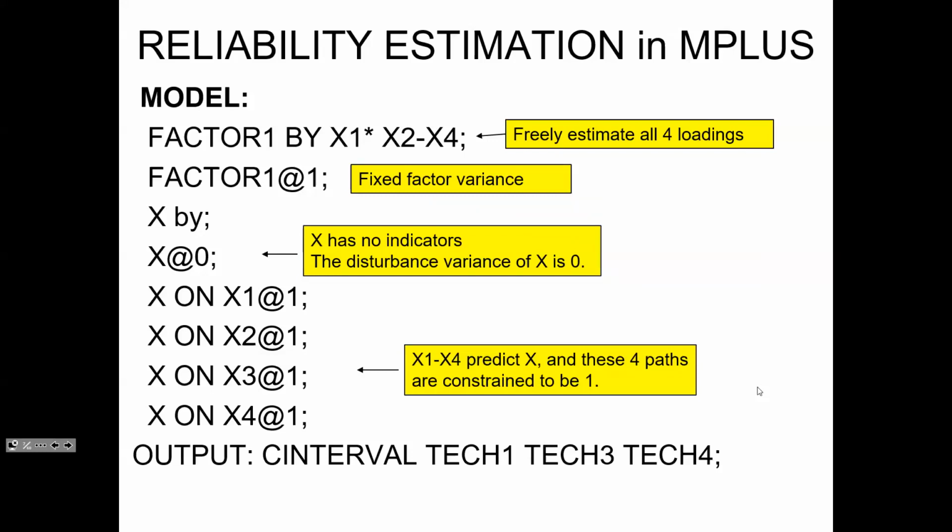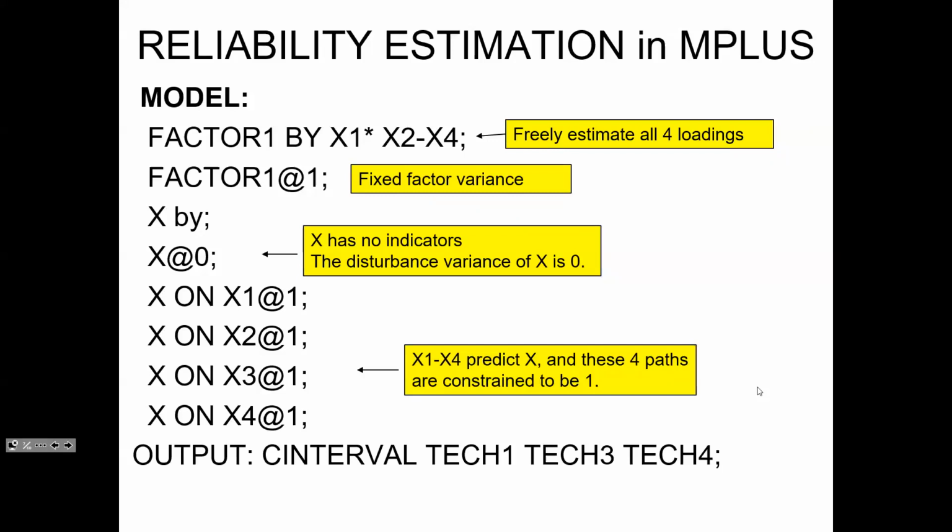Great. Now the next 4 lines, I basically say x is regressed on x1 at 1. X is regressed on x2 at 1. X is regressed on x3 at 1. X is regressed on x4 at 1. So I'm just saying my 4 indicators, x1 to x4, predict x. And those 4 paths are constrained to be 1, which means they're constrained to be equal, right?